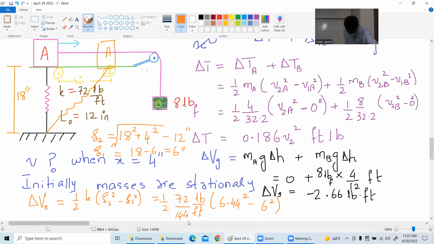So the whole thing comes out to be... can anyone tell me the final answer for this delta VE?